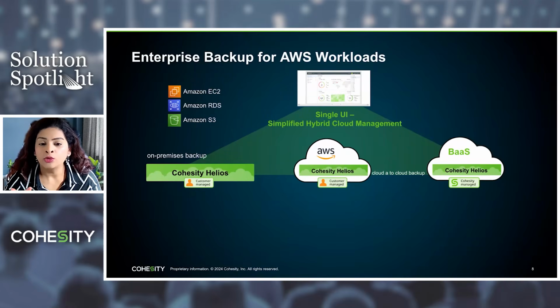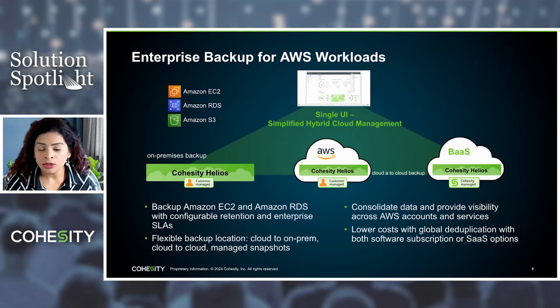And you are able to view all of your data sources, be it AWS or on-premises data like VMs, bare metal, hypervisors, etc. And the great thing about this solution is that you're able to configure it with the retention policies that work for your organization, and also recover it with the SLAs that are appropriate for your business. You can back it up to any location, cloud to on-prem, cloud to cloud, manage your snapshots however you want, or you can also have Cohesity manage all of it for you.